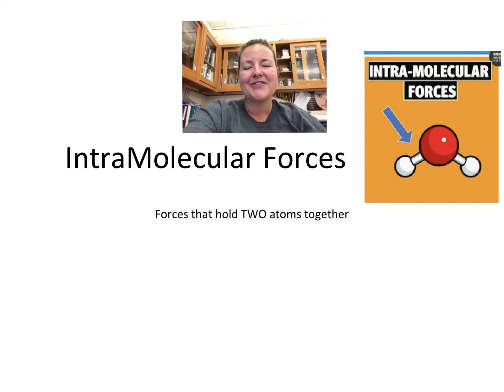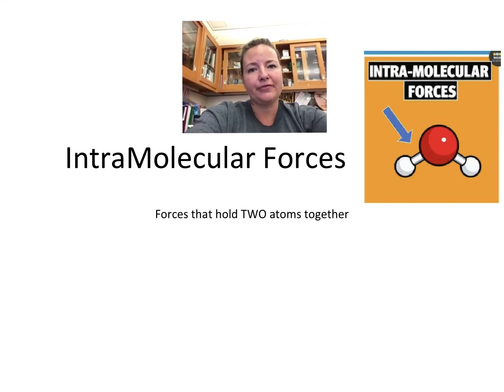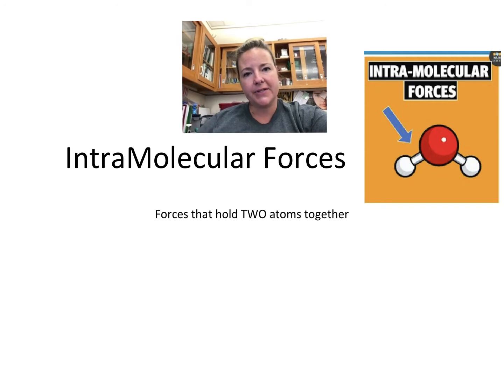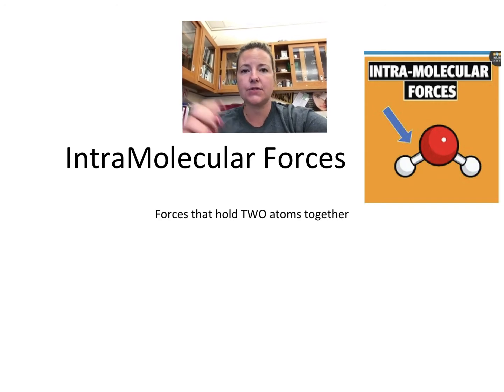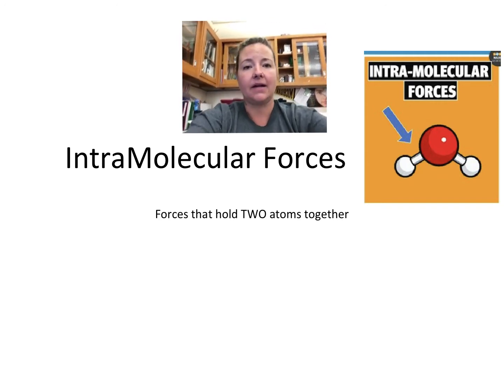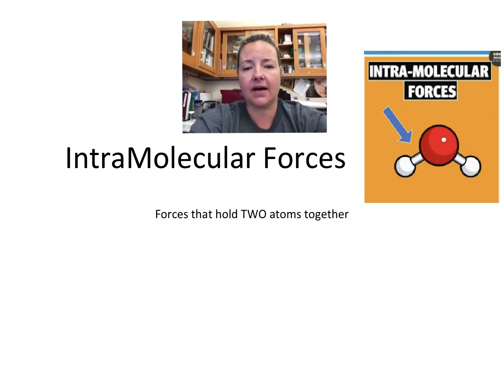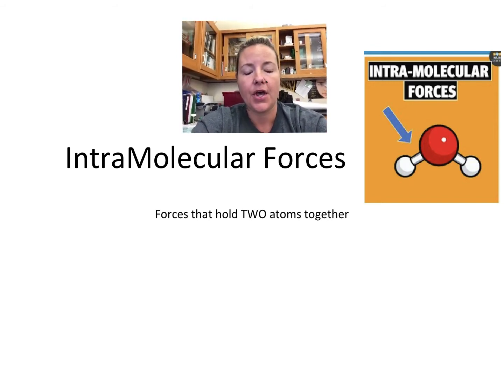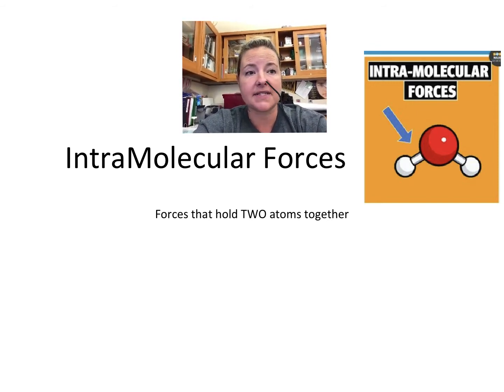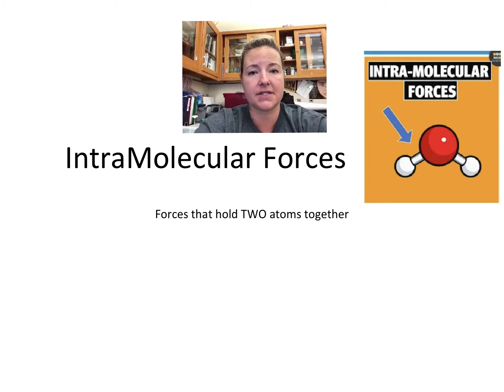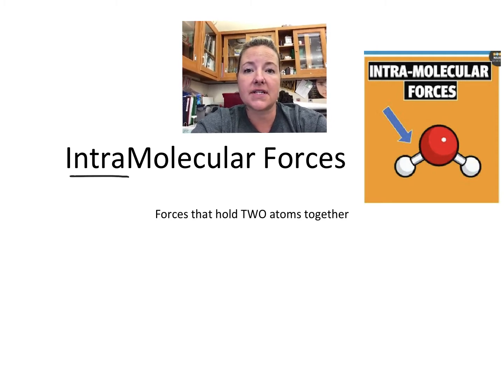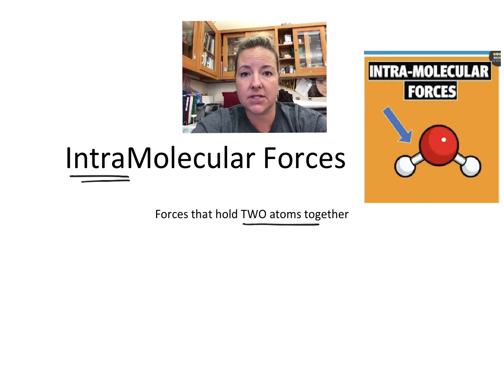Hi everyone. So there are two different kinds of forces that we are going to be talking about when it comes to atoms and molecules and how they interact with one another. The first one that we're going to talk about is intramolecular forces. Now these are the forces that hold two atoms together.